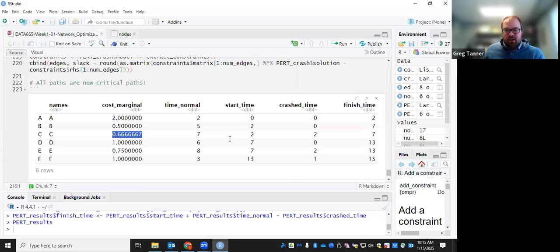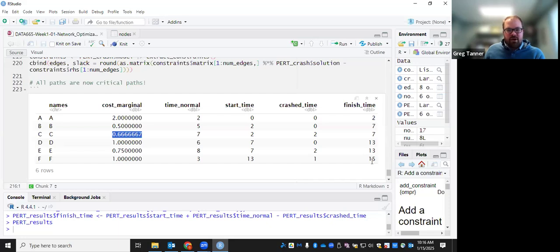Okay. D and E, we start at time 7. Their normal times are 6 and 8. We crash E by 2 units, and so E's total time ends up being 6 units as well. Now D and E are both finishing at time 13, so they both end up being on that critical path. Finally, activity F starts at time 13. Its normal time is 3. We're only allowed to crash it by 1 unit, so we crash that 1 unit and we get done in 15.